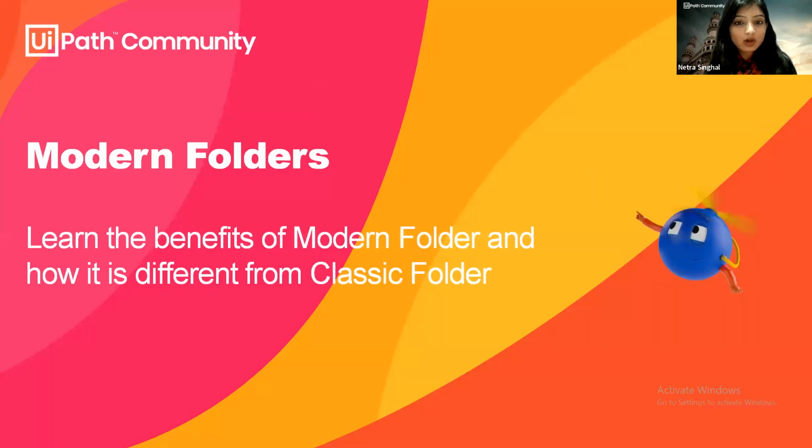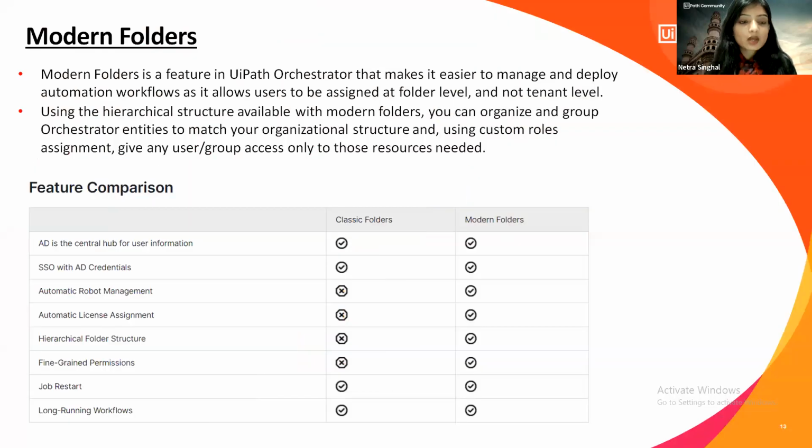Okay, let's go on to the next topic, that is modern folders. Here I'll tell you the benefits of modern folders and how they're different from classic folders. Now what is a folder? As I was telling you before, just consider it as your local system file folder, and you can add as many features as you want which the local system provides. Similarly, in UiPath Orchestrator, you can create a modern folder that will be easier to manage and deploy your automation workflows as it allows users to be assigned at folder level.